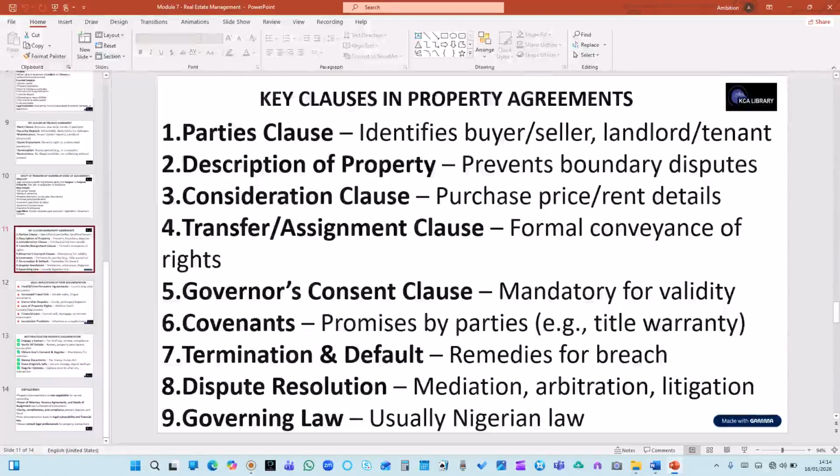Then number five is the governor's consent clause, which is mandatory for validity. Number six is the covenant, that is promises by the parties, for example, the title warranty. So this clause must be there in a property agreement. Then the termination and default clause, which provides remedy for breach. Then the dispute resolution clause, which specifies how disputes are to be resolved, such as mediation, arbitration, and litigation. Then the governing law, usually Nigerian law. So this clause must be specified in a property agreement.